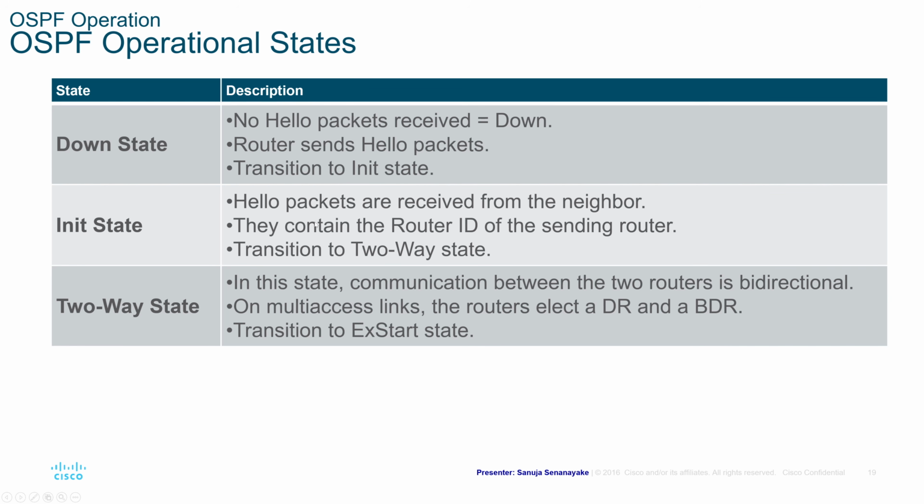Init state. Hello packets are received from the neighbor. They contain the router ID of the sending router. Transition to two-way state. Two-way state. In this state, communication between the two routers is bidirectional. On multi-access links, the routers elect a DR and BDR. Remember, area border routers. Then transition at this stage into the ExStart state.